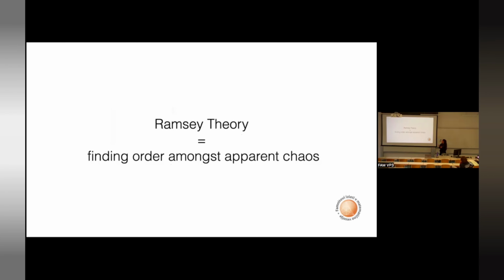And what is the philosophy of this theory? It is to try to find some order, some information, some structures that you cannot avoid appearing among the apparent chaos. And what they mean by chaos is a random coloration, not knowing the position of certain points. We will see one example of that. So this is the philosophy of the Ramsey theory.